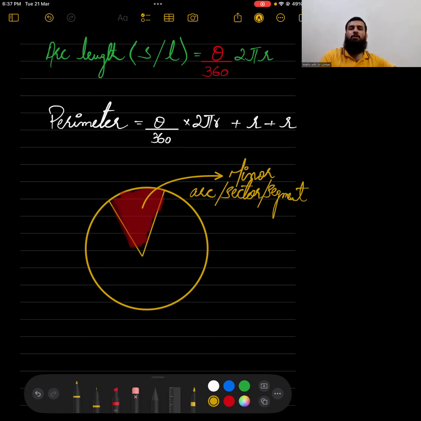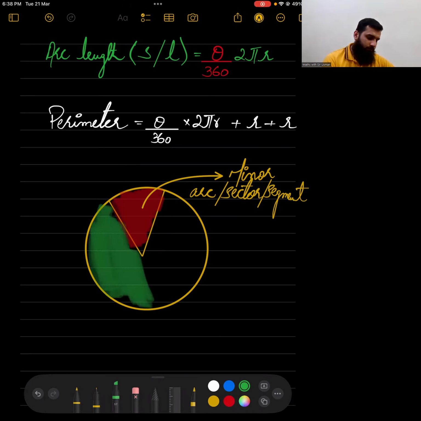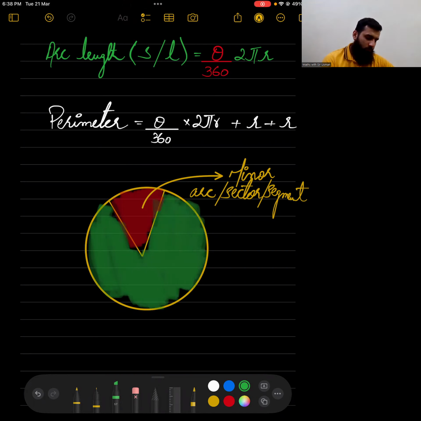Now, if the examiner is saying that you need to figure out the area of the minor arc or minor sector, you are actually going to figure out the area for this particular part. In case the examiner tells you to figure out the area for the major arc or major segment, then you are going to deal with this remaining part right over here. Now that is something very important. You need to take care of it and remember the logic of it.